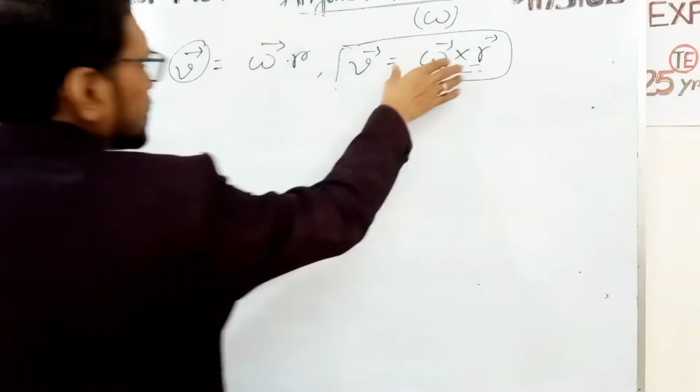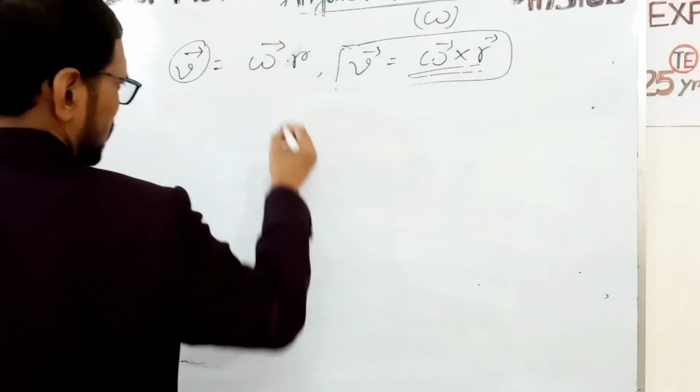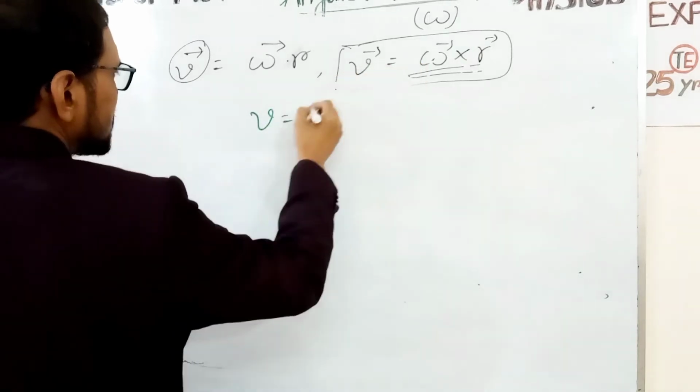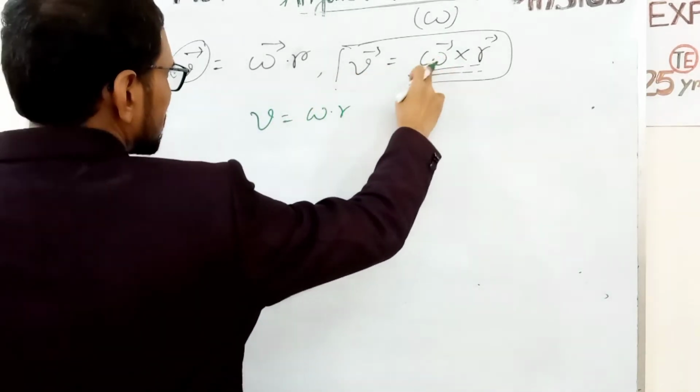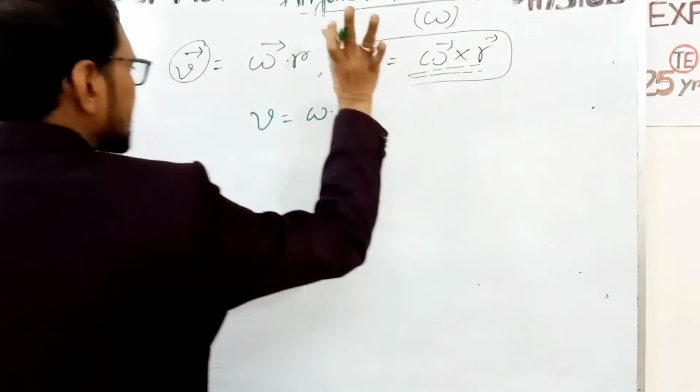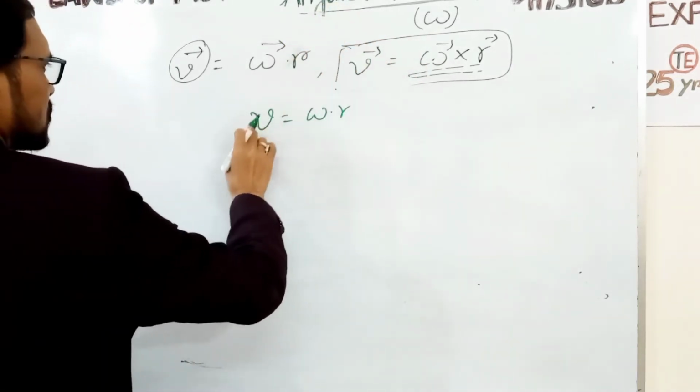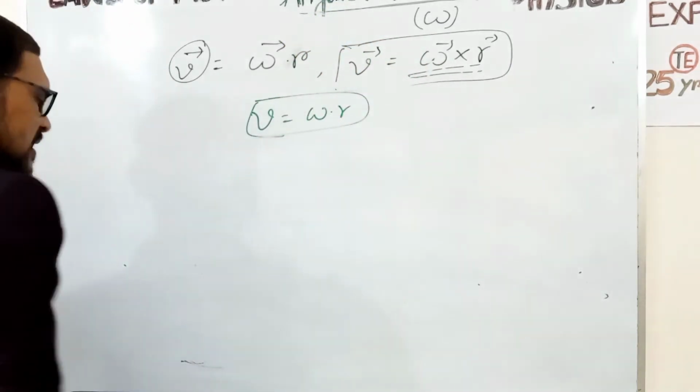So this is actually the general vector formula for circular motion. We just take the magnitude of omega cross r, because in circular motion the angle between omega and r is 90 degrees, and we take the magnitude. So we get the relation v equals omega r.